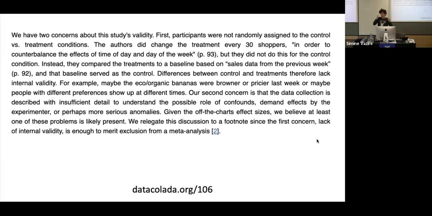They're randomly assigning people, not totally randomly, but changing the treatment condition every 30 shoppers. That seems okay to me. It seems unlikely that something would systematically vary with these 30 shoppers versus those 30 shoppers, especially if you're cycling through all 4 in a relatively short period of time. But for the control condition, I could think of a lot of confounds that would affect the sales of the 2 kinds of bananas one week versus another. There could be something in the news about why buying eco-friendly products is important, or who knows.